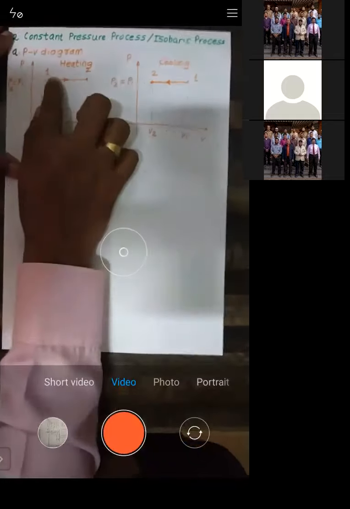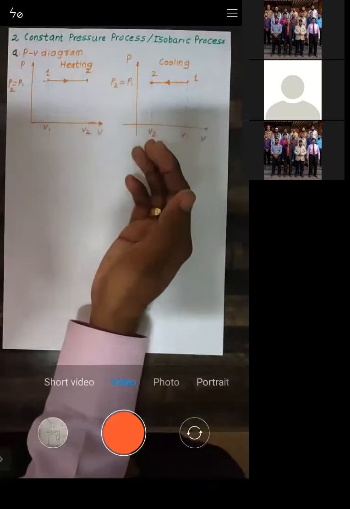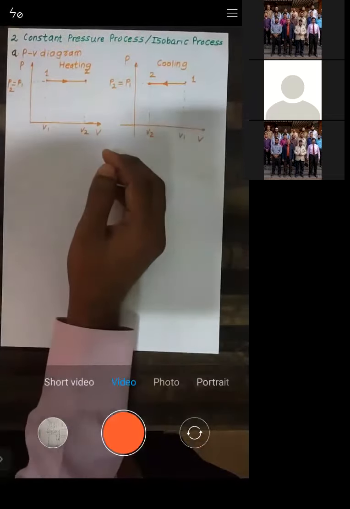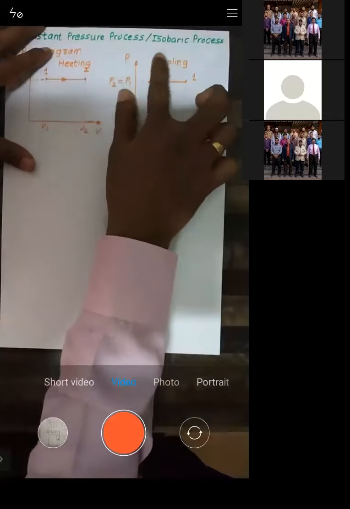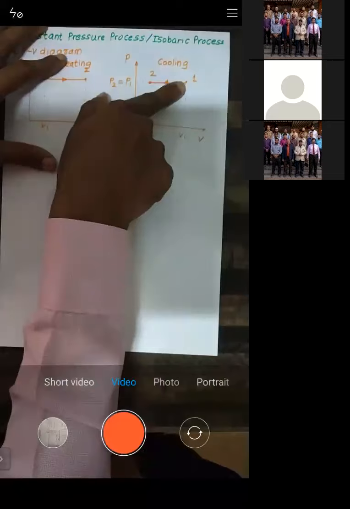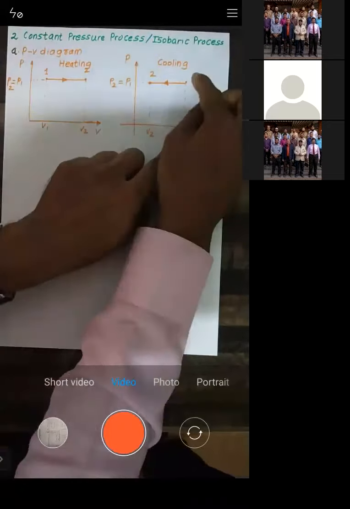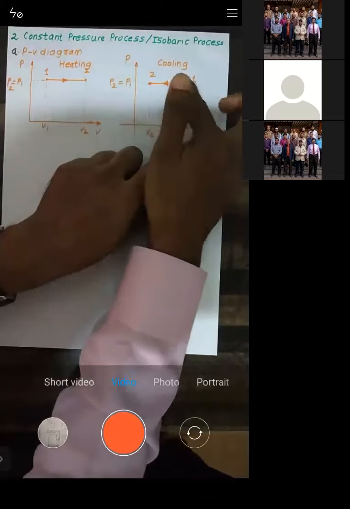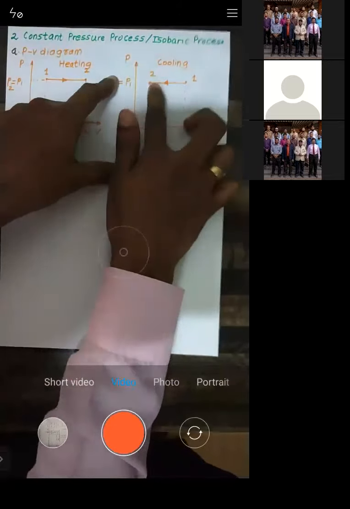But during this process of heating, the pressure of the water is held constant because it's atmospheric pressure. Is it okay with this one? So the pressure of the water remains constant. That is atmospheric pressure. A similar thing happens for the cooling. Let's say you have vapor at point number 1. That vapor you cool. So when you cool this vapor, what happens? This vapor will get converted back into water, right?